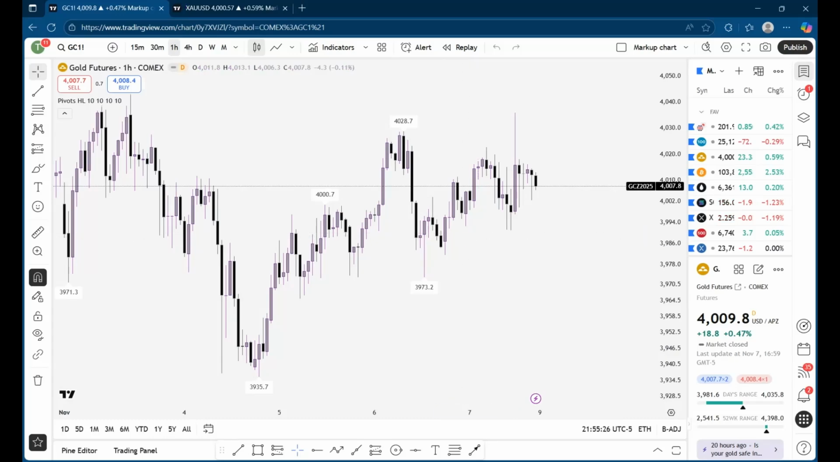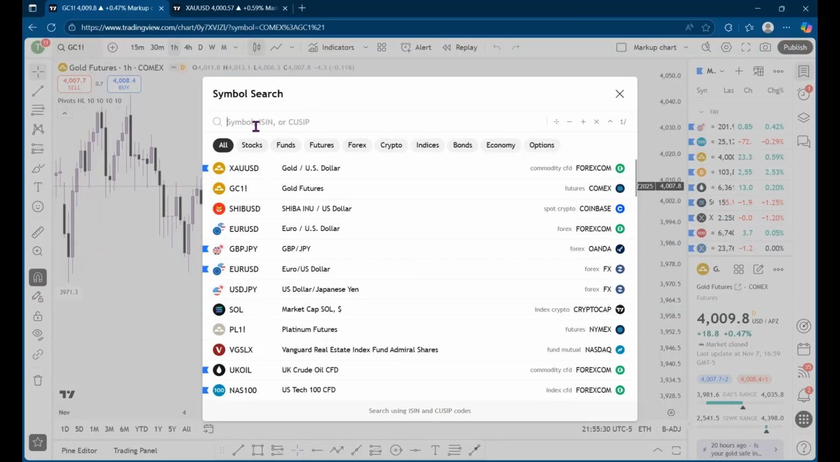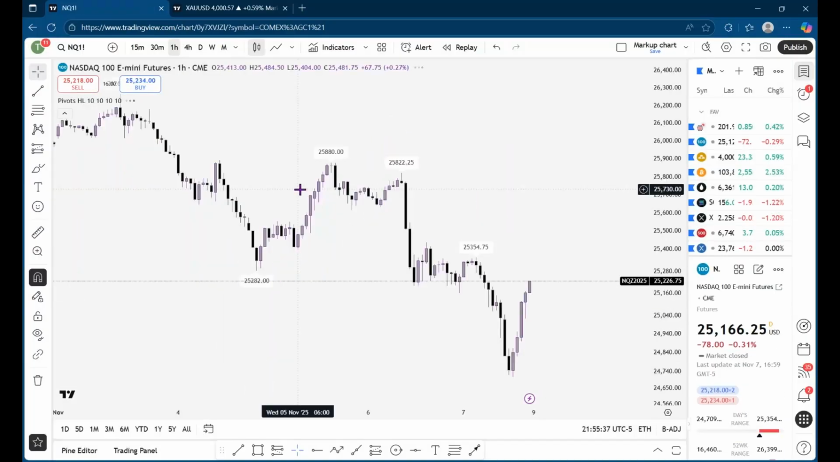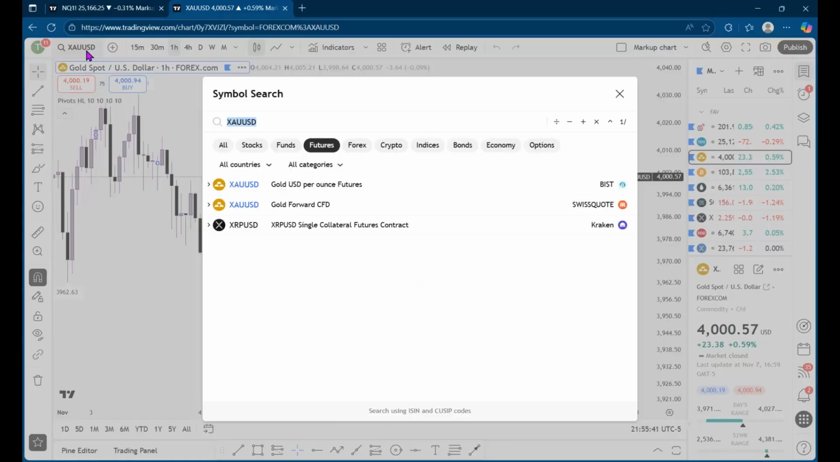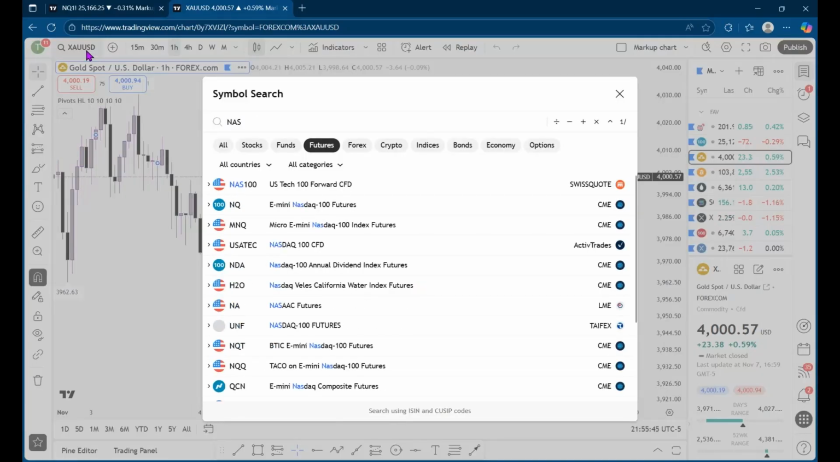Let me give you guys another example. We're going to do the NASDAQ, okay? So we're going to go back to futures and we're going to click the E-mini NASDAQ 100 futures, and this is a chart for that. Over here on the Forex side, we're going to type in, what do I type in here? One second.